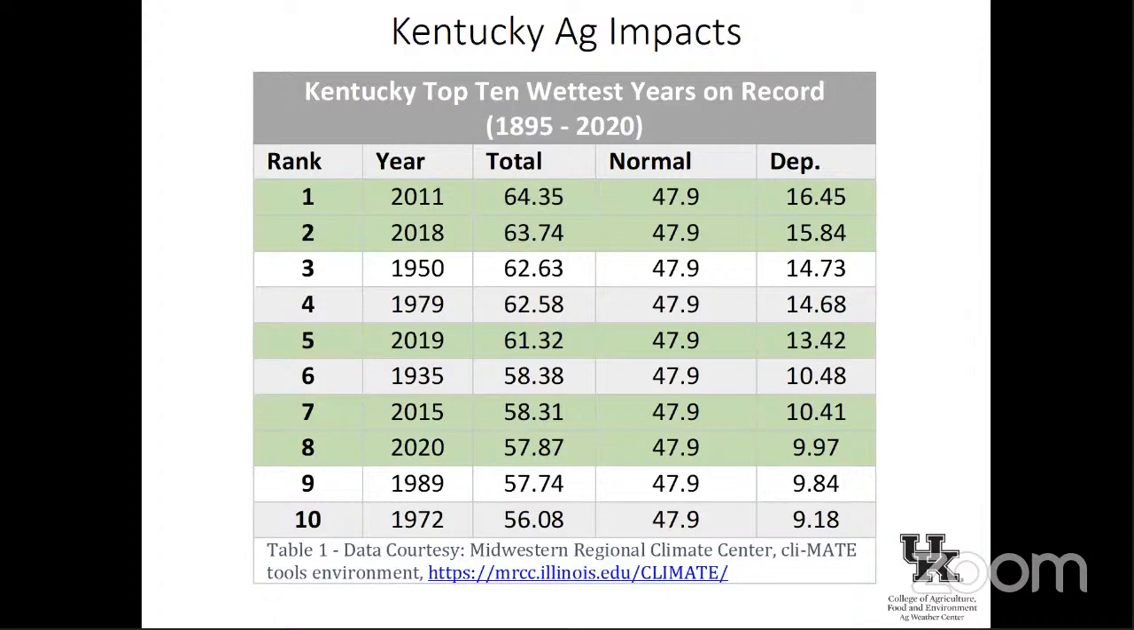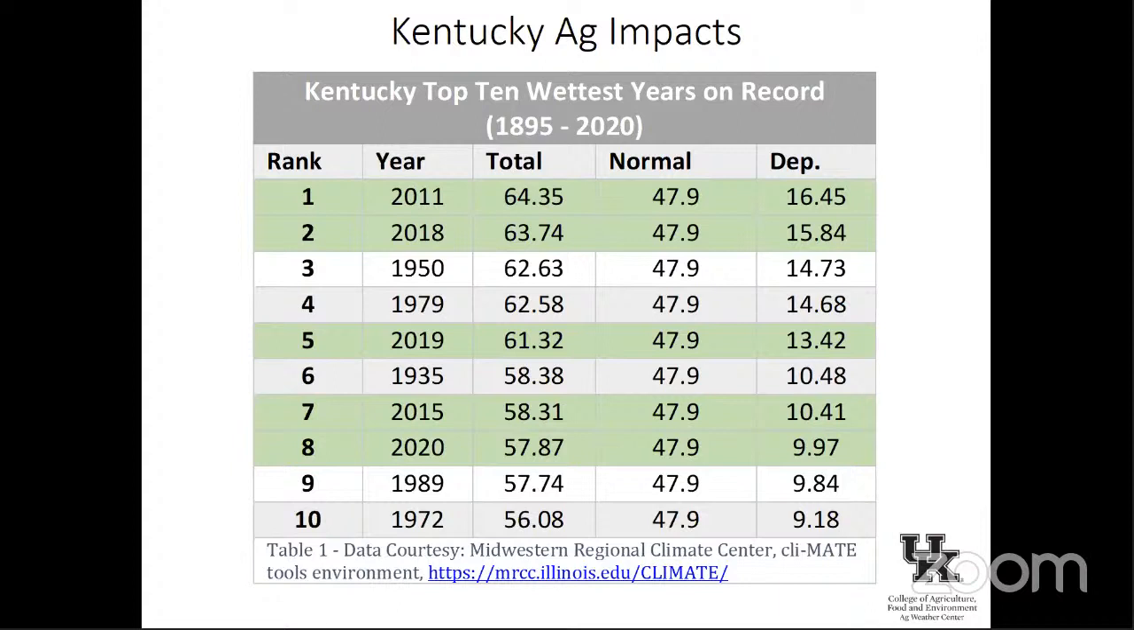So on this first slide, I took a look at the top 10 wettest years across the Bluegrass State. This data goes back to 1895, and with 2020 data now official, we have added another year to the top 10 list. 2020 now sits at number 8, as a state average 57.87 inches last year, which is about 10 inches above normal. This was pushed in a large way by the state seeing 10 straight months of above normal precip to begin the year.